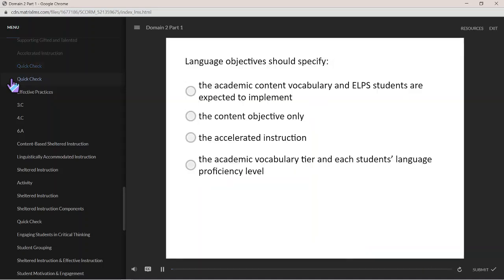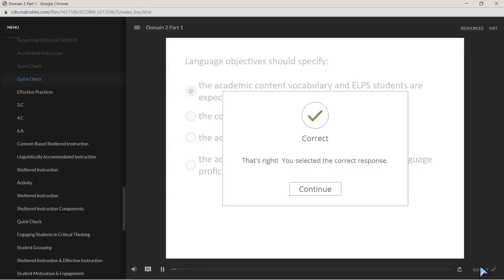Language objectives should specify: A. The academic content vocabulary and ELPS students are expected to implement. B. The content objective only. C. The accelerated instruction. D. The academic vocabulary tier and each student's language proficiency level. The correct answer is A. The academic content vocabulary and the ELPS expectation.